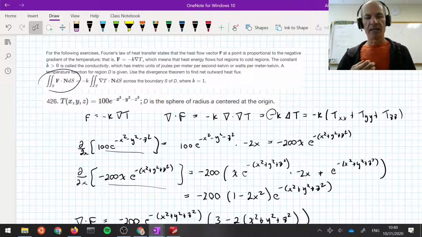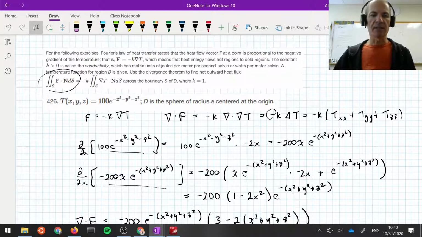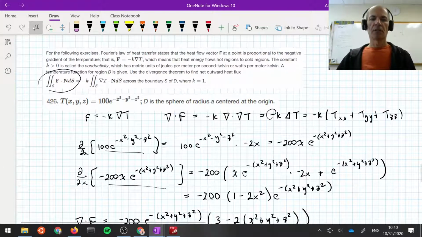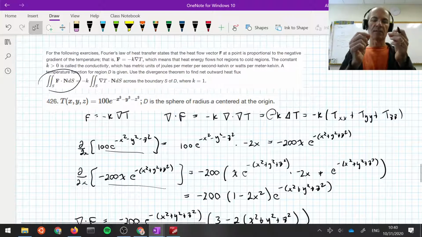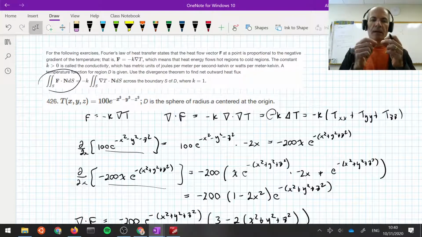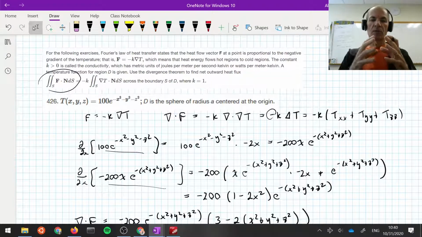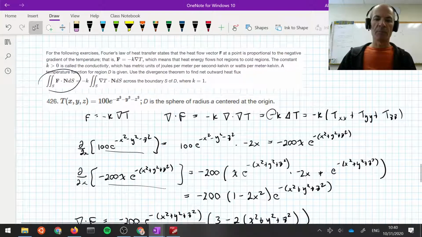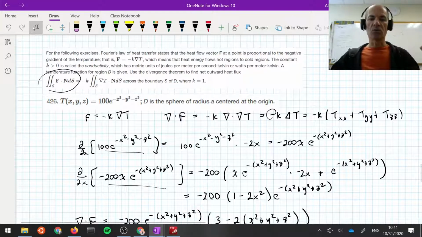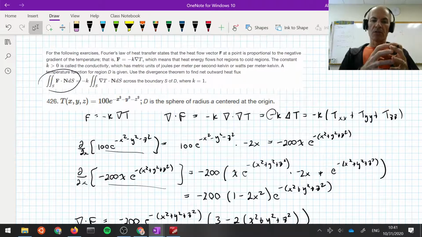Does that make sense? Well, it kind of does. Let's look at this temperature function. We see that it's e to the negative x squared, negative y squared, negative z squared. So that is essentially the distance squared from the origin. As we go away from the origin, T is going down really quickly. So the further from the origin you get, the bigger this negative exponent gets, the smaller this quantity gets, and the colder it gets. So it's warm at the origin, and it's cold as we go away from the origin.